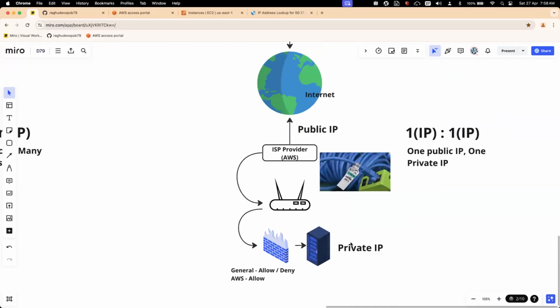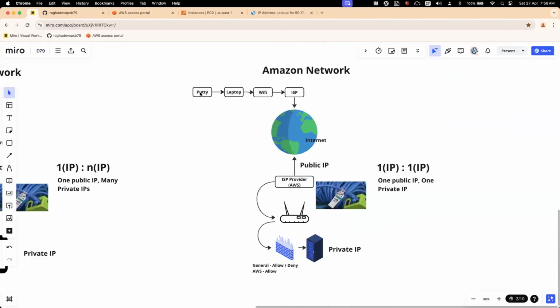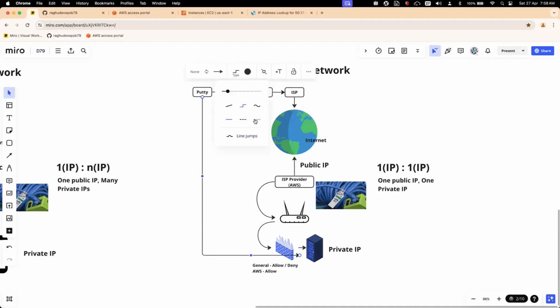So that means this private server is allowing you to reach it from PuTTY. You're trying to reach this private IP address, which means it is actually crossing the firewall. I'll keep it as a dotted line because it's not a straightforward thing. So that means your PuTTY is actually reaching your server, which means more or less you have a firewall rule allowing you to access that server.